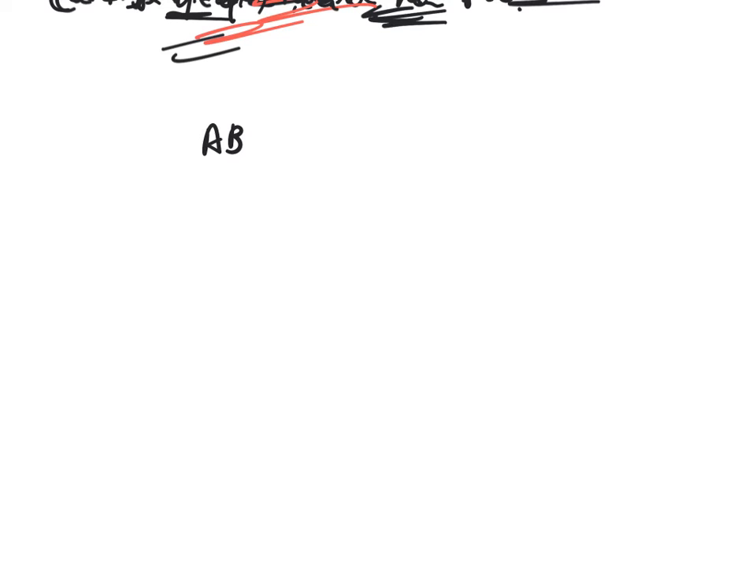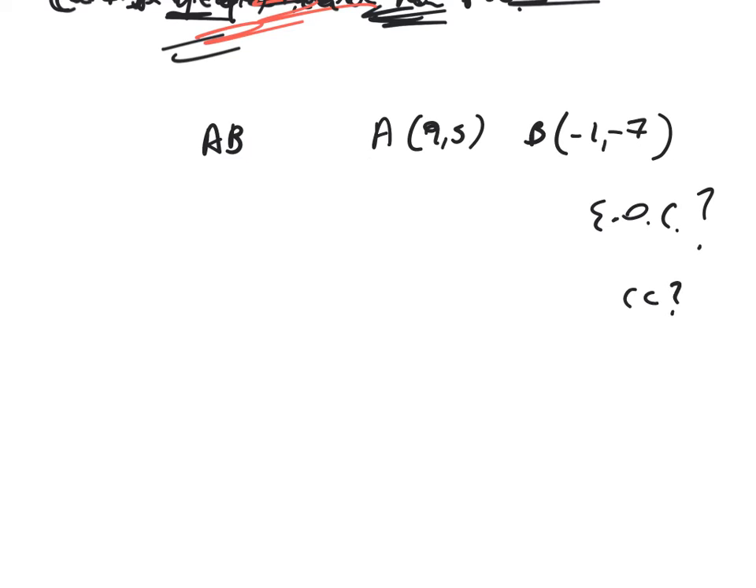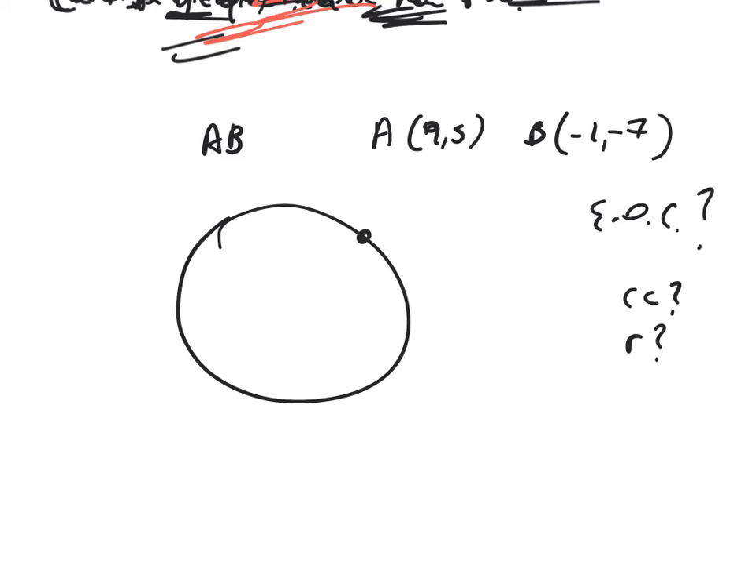AB is the diameter of a circle where A is 9, 5 and B is minus 1, minus 7. Find the equation of the circle. So to find the equation of the circle, I need circle centre and I need radius. Let's first of all sketch this out. So we've got a point A, 9, 5. So let's say that that's there. And a point B, minus 1, minus 7. And let's say that that is there.